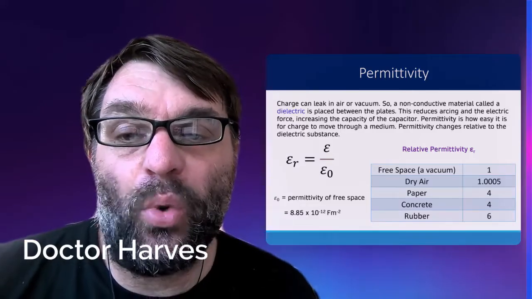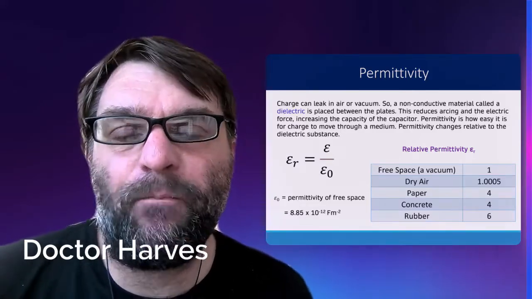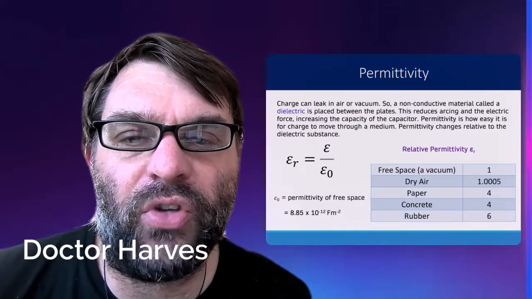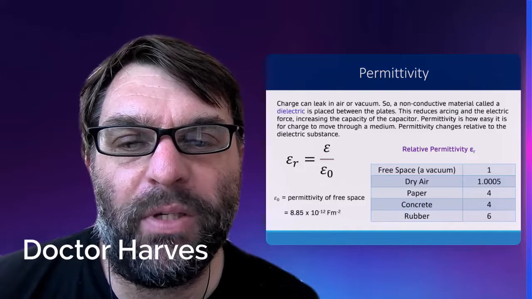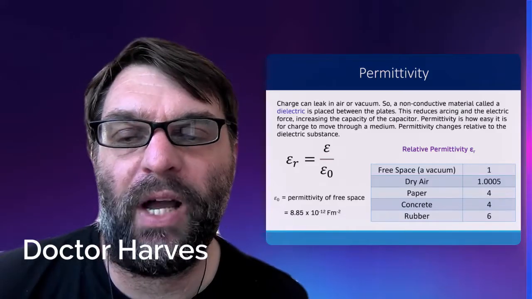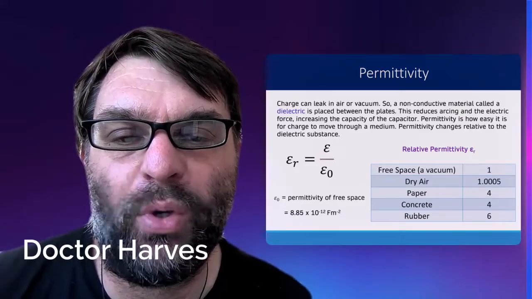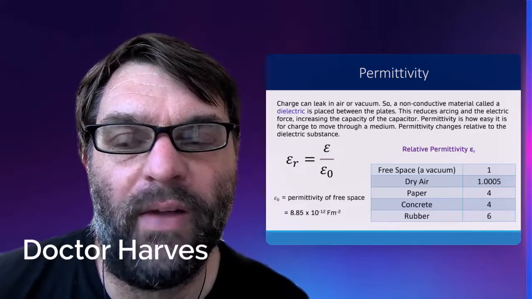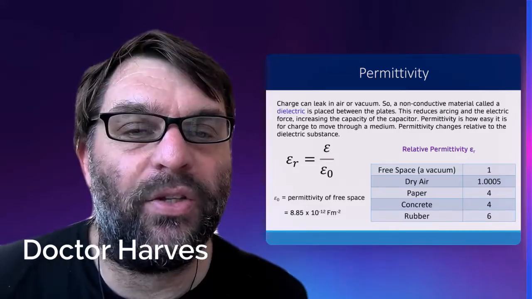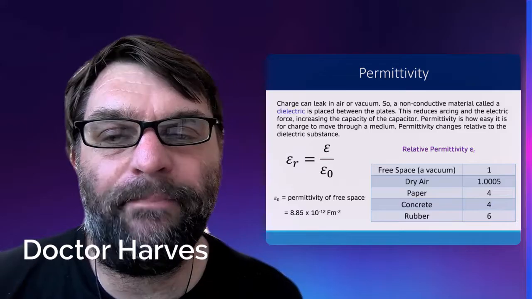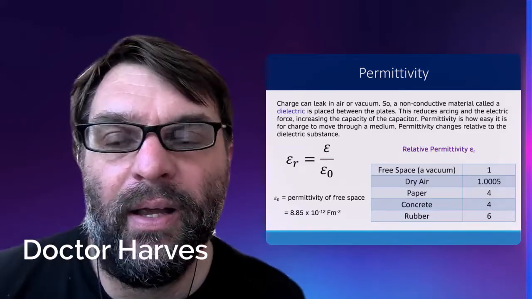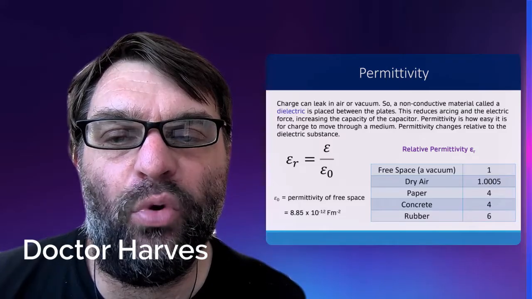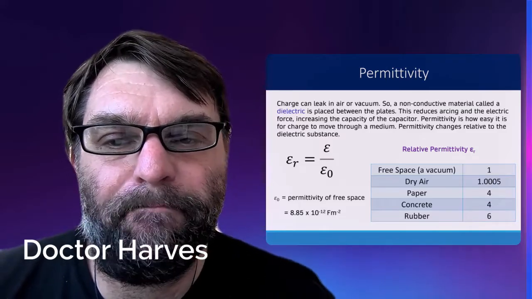And the way it works is it's basically relative permittivity. Relative permittivity is the permittivity of the substance divided by the permittivity of free space, or a vacuum, which will be given in the exam, and that is 8.85 times 10 to the negative 12 farads per meter squared. And there are some examples there of relative permittivity. So basically, the higher the number, the harder it is for that charge to move through that space.